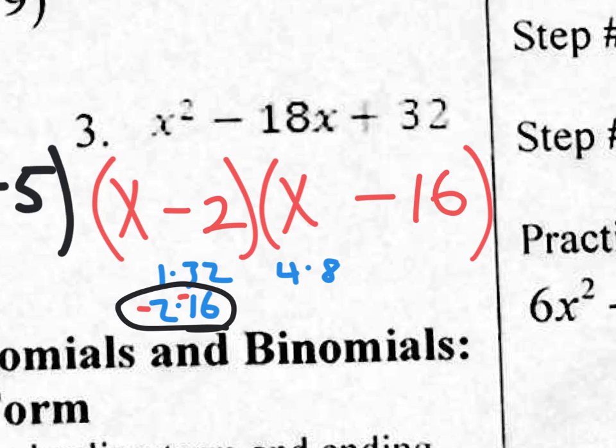Now keep in mind, at any point when you factor, you could always go back and actually distribute and see if you did it correctly. Like if I were to go x times x, I get the x squared. X times negative 16, I'll get negative 16x, and then negative 2 times x, I'll get negative 2x, and the negative 16x and the negative 2x will give me the middle term, negative 18x. So you could verify your answer by distributing and seeing if you get the original quadratic trinomial before factoring.